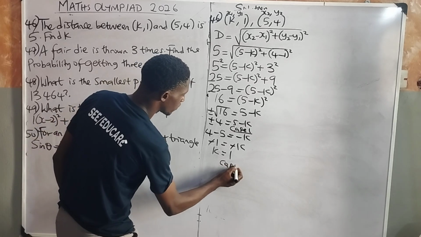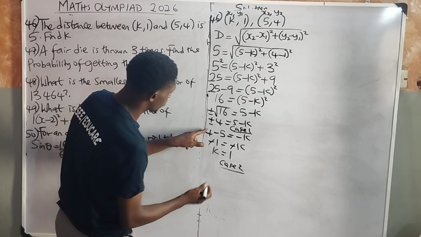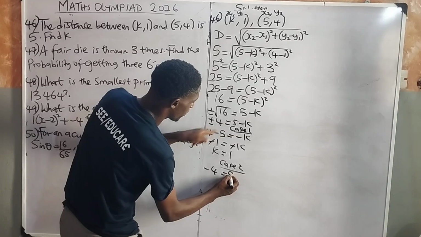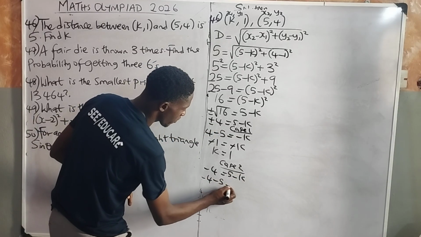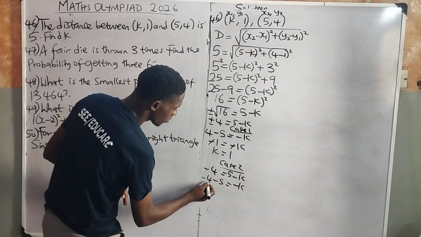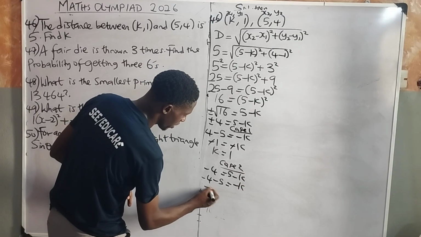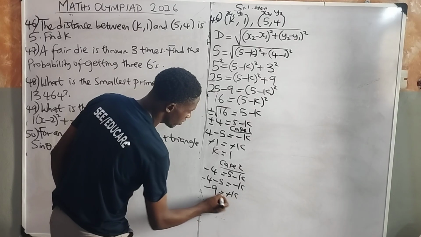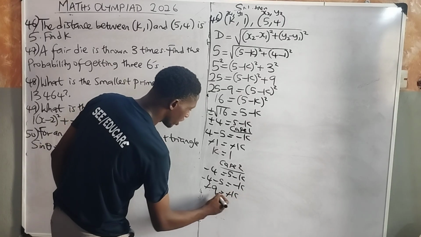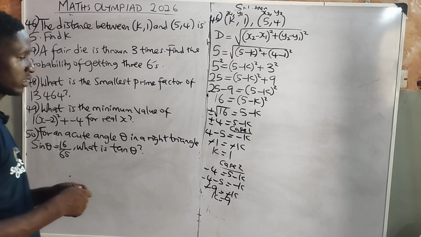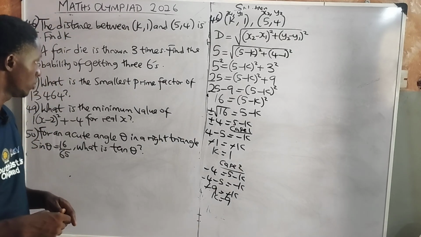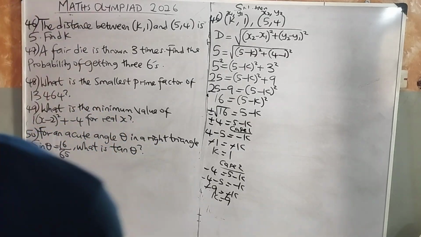Case 2 is when we want to look at the minus. So we have minus 4 is equal to 5 minus K. Minus 4, when plus 5 comes here is minus 5 equal to minus K. Minus 4 minus 5 is minus 9 equal to minus K. This and this will cancel. So our K is equal to 9. So that is the answer for the first one.